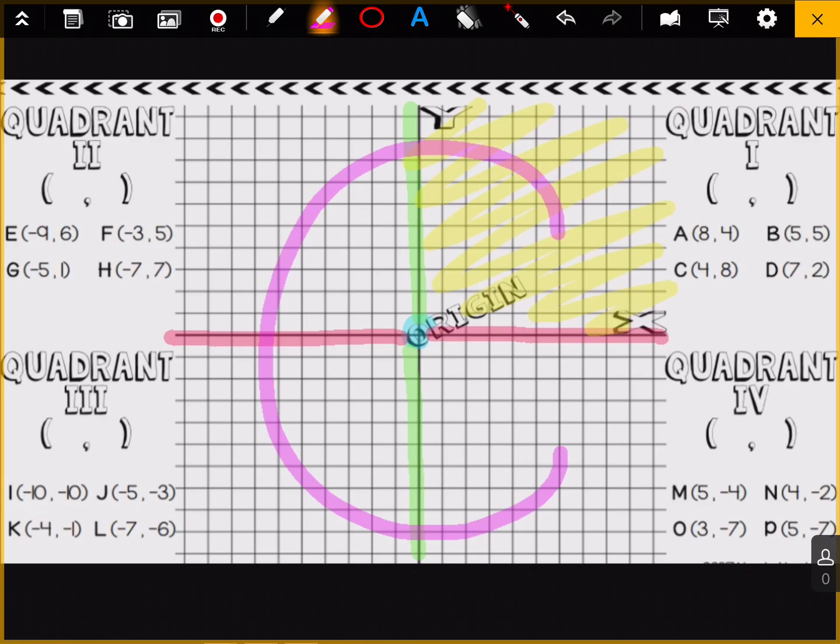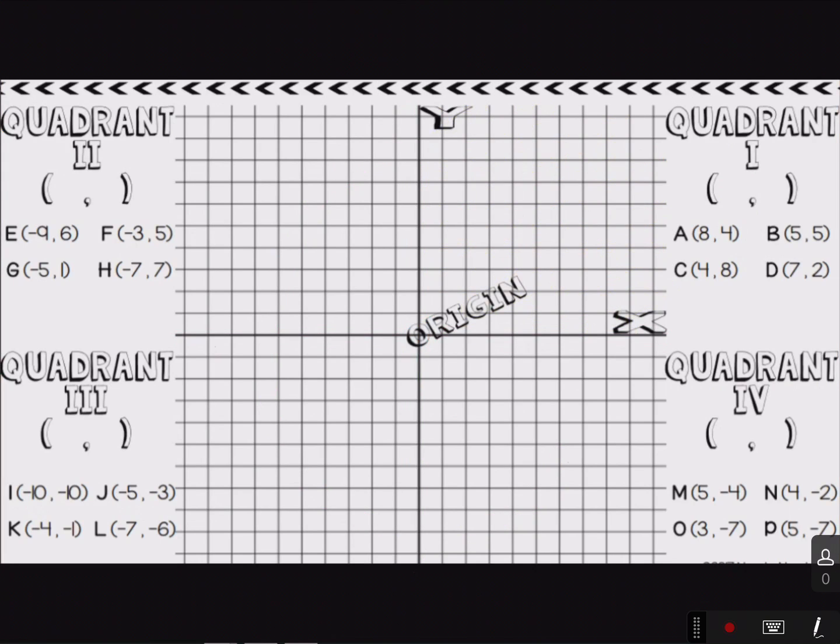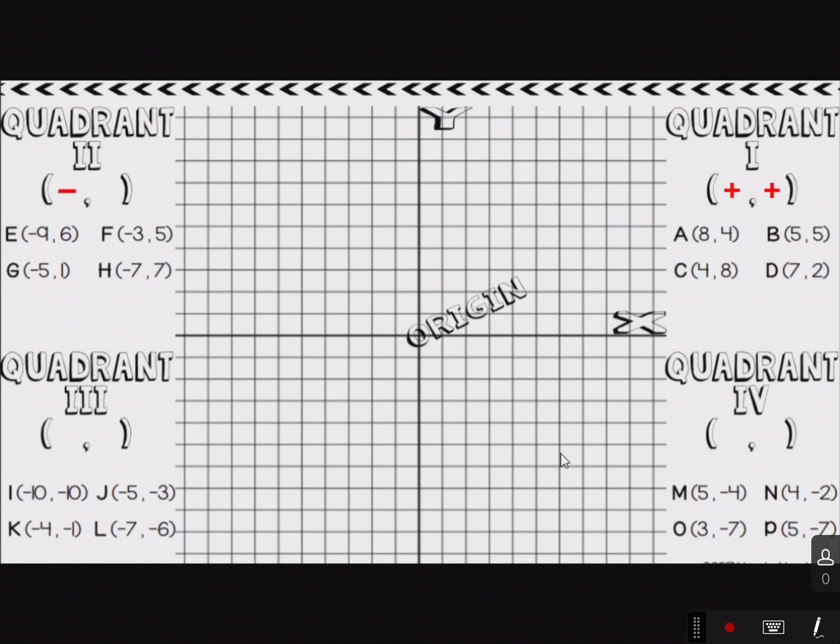So let's go ahead and talk about these quadrants real quick and what they look like in an ordered pair, and something that you're going to be able to identify as you move through mathematics. The first thing is in quadrant 1, both of your numbers are going to be positive numbers. Your x value and your y value are both going to be positive. This is something you are used to seeing before.